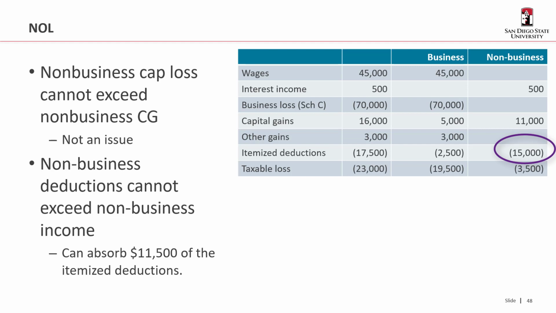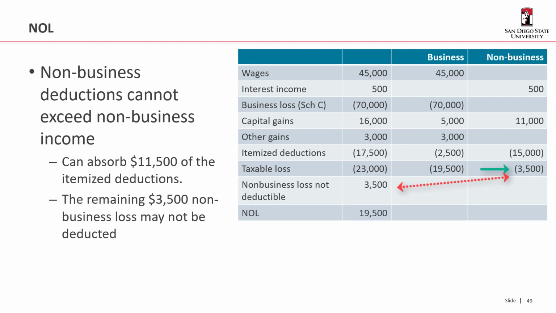So as a result of that $15,000, we can only use $500 of that amount. So that would bring us down to $14,500. However, we can use the non-business capital gains to absorb those additional deductions. So $11,000 of that ends up being absorbed, and we end up with a $3,500 non-business loss. That amount is added back, and we get the business loss, which we had calculated anyway, as $19,500.